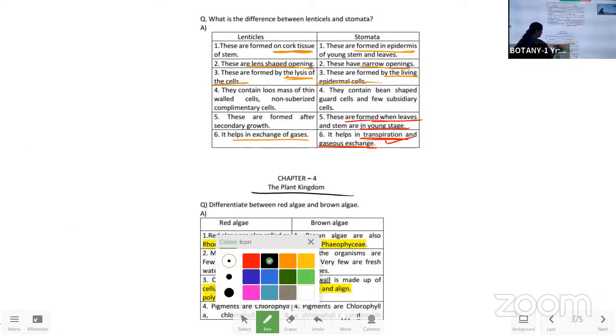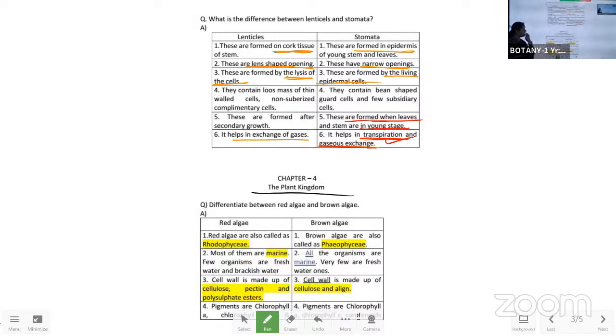In this, the first one is to differentiate between the red algae and the brown algae. What is the red algae? This is the common name of the class. But first of all, you should start with the scientific name of the class. This is mandatory for everyone.